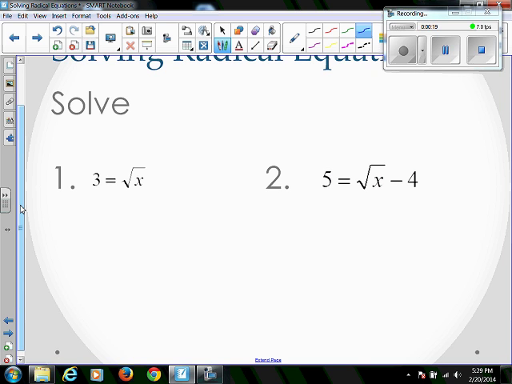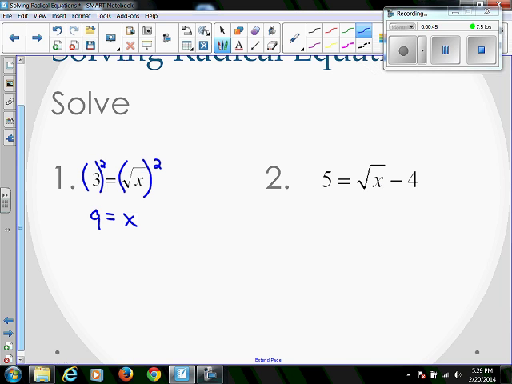3 equals the square root of x. So we want to get rid of the square root. The opposite, or the inverse, of square root is squared. When we do something to one side, we have to do it to both sides. So if we square the right side, we have to square the left side. 3 squared is 9. The square root of x squared, remember the square and the square root cancel out, so we're just left with x.